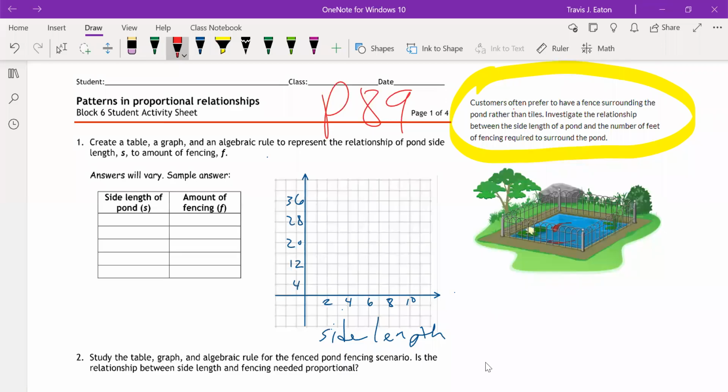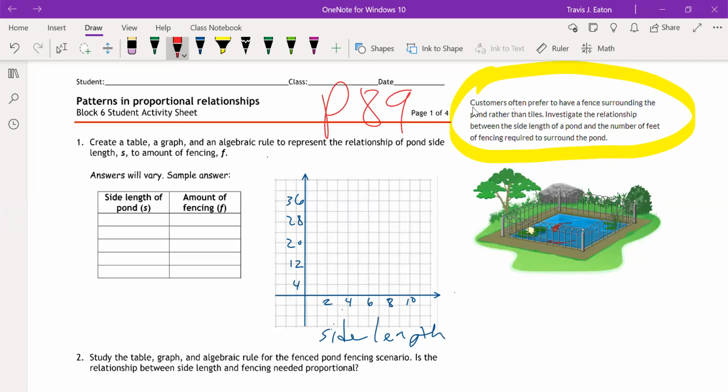So today's lesson is on patterns in proportional relationships, block 6 from topic 3, and it's on page 89 in your math book. This takes the situation we did in the prior lesson about the fish pond, but this time, instead of surrounding the fish pond with tiles, we're talking about a different sort of material to surround it.